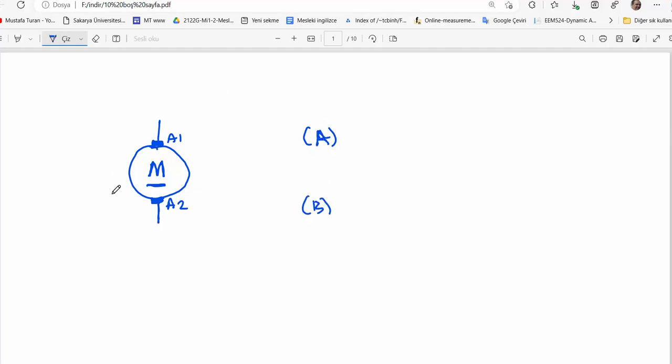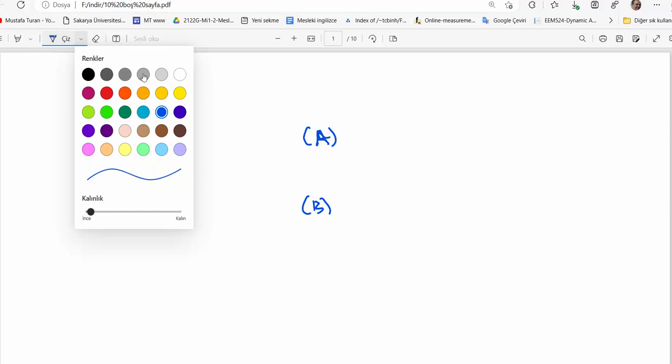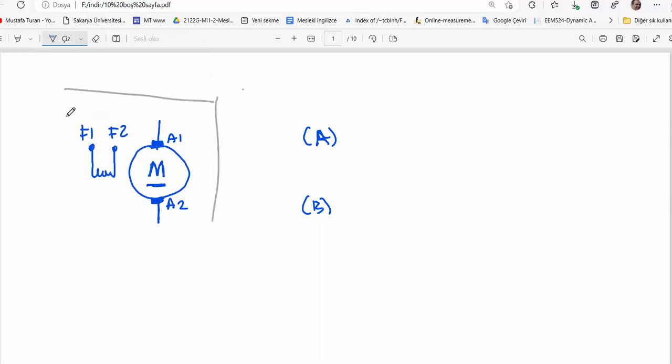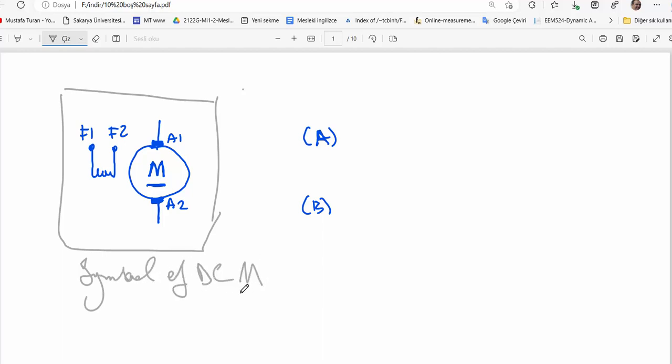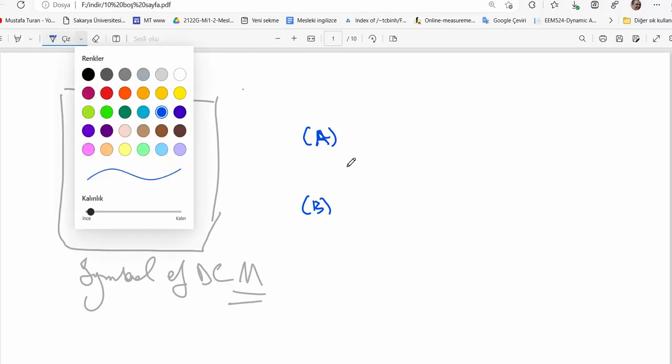As you remember, to convert energy you need some magnetic field. Here is the excitation coil. Let's say field terminals F1 and F2. That is the field coil terminals. That is the symbol of a DC machine. Sometimes we say generator or dynamo.